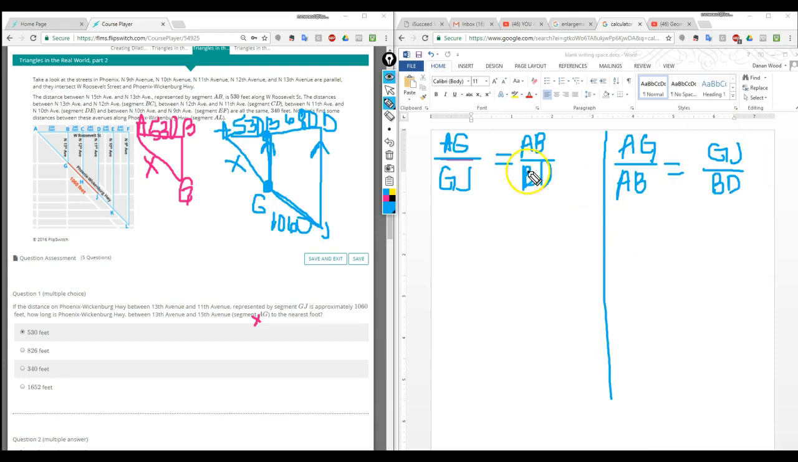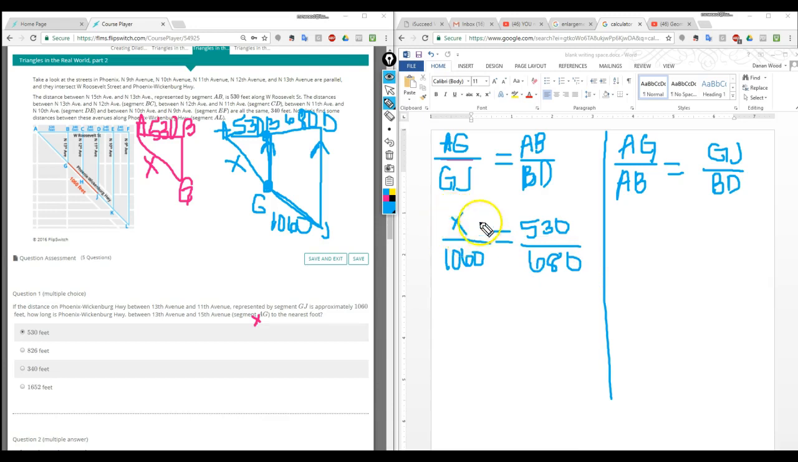Okay, so there's at least two ratios. There's many other ratios we could do, but those are the two that are standing out to me. I'm just going to use this first ratio set up to solve. So AG by substitution, we said, is just going to equal our X. GJ by substitution is 1060. That's going to equal AB by substitution, its length is 530. And the length of BD by substitution is 680.